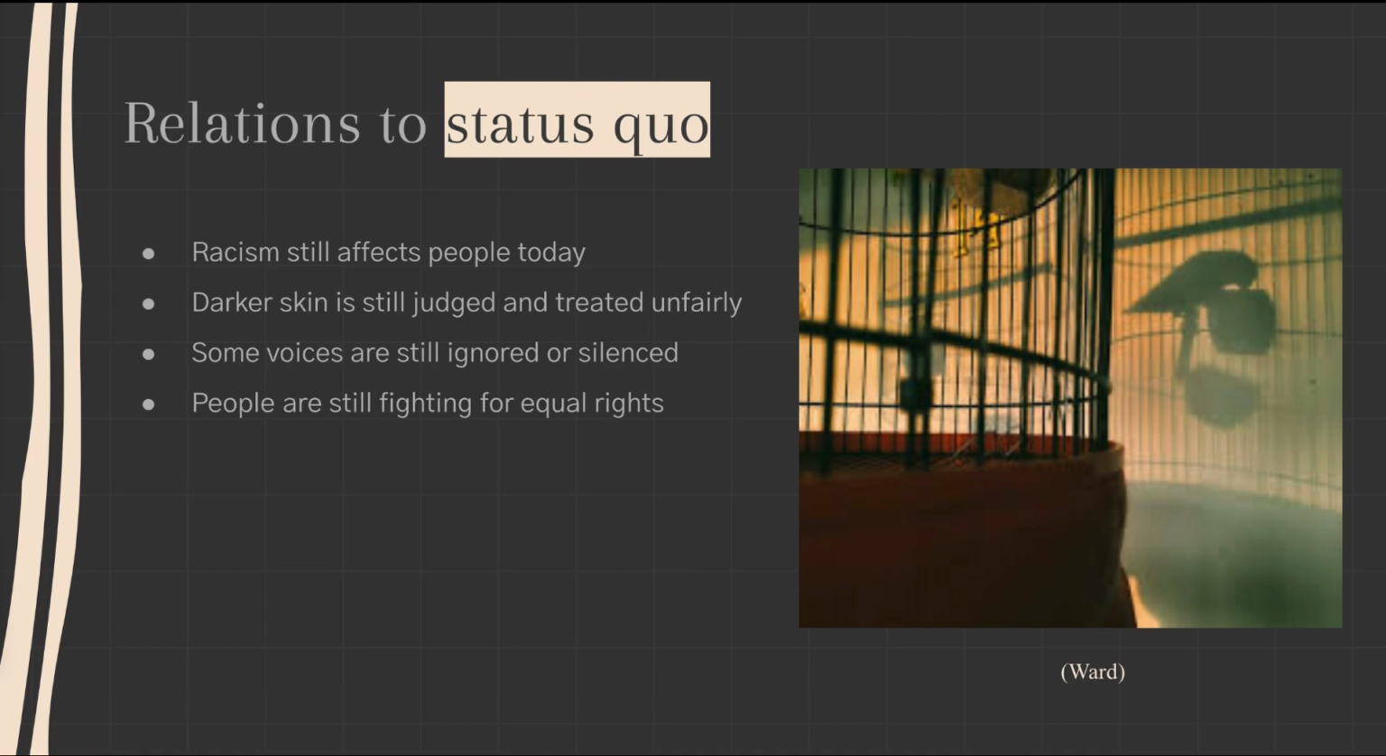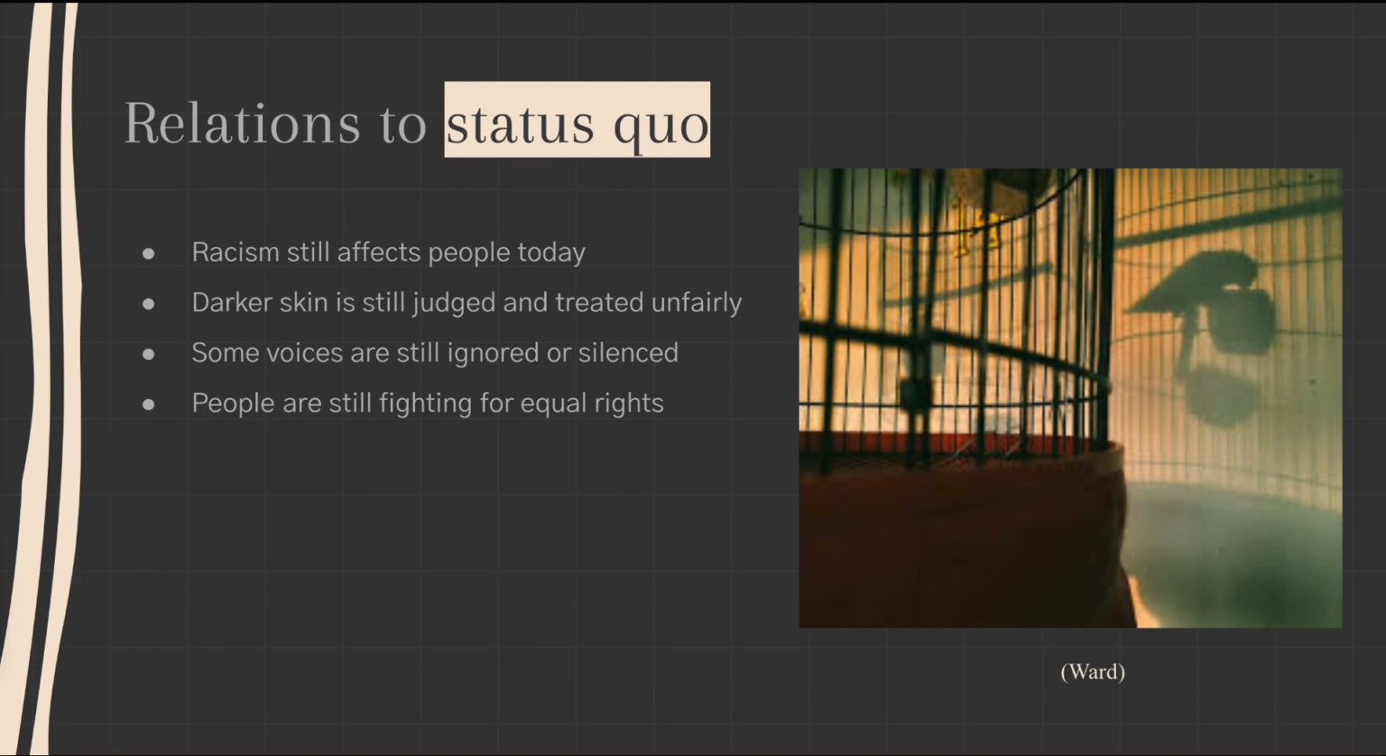Finally, I want to connect these texts to the status quo, or the way things are today. Even though both pieces were written a long time ago, the issues they show are still real. Racism affects people's lives. Darker skin is still judged more harshly in many places, and some voices are still pushed aside or ignored. We can think of the cage in Sympathy as different systems today, like policing, education, or even social media that can limit opportunities or silence certain groups.